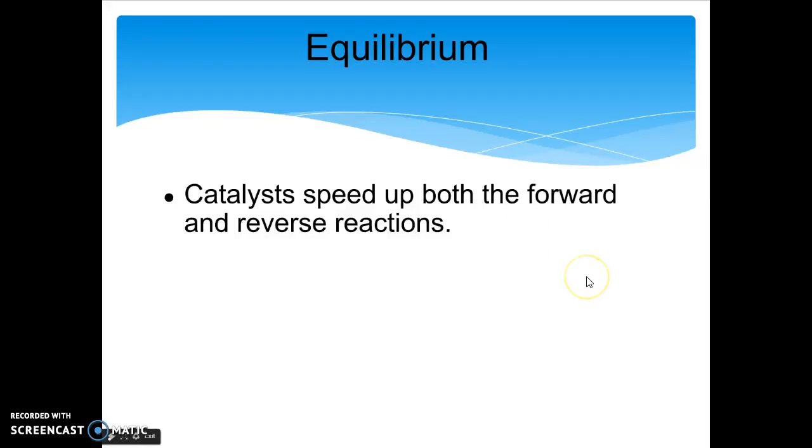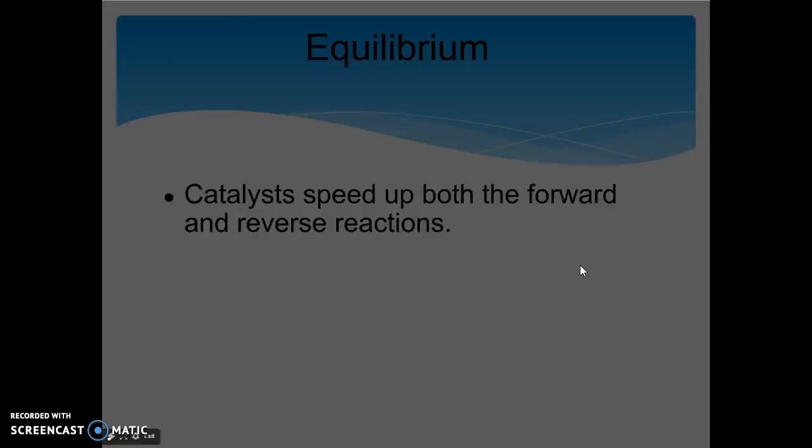Keep in mind that one of the ways we can speed up both the forward and the reverse reaction is by adding a catalyst to the system, and that should be a review. We've talked about a catalyst before.